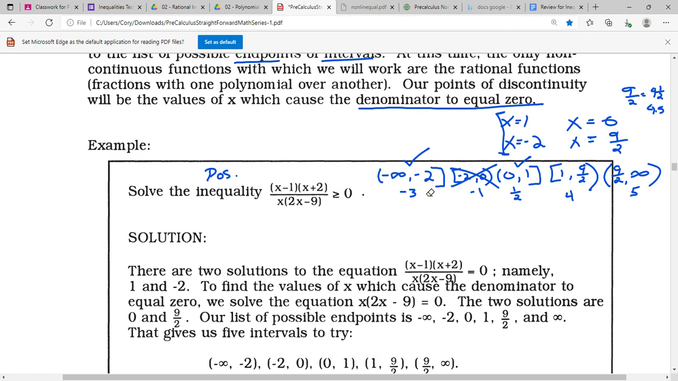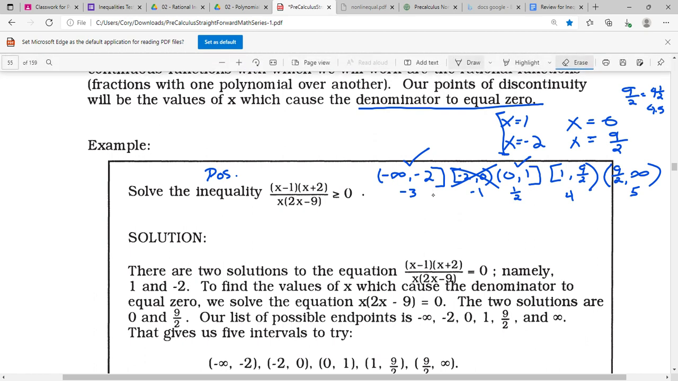Okay, next one is 4. 4 minus 1 would be 3. 4 plus 2 would be 6. 2 times 4 would be 8. Minus 9 would be -1 times 4, which would be -4. And 3 times 6 is 18. So we got 18 over -4, which is negative. So that one does not work.